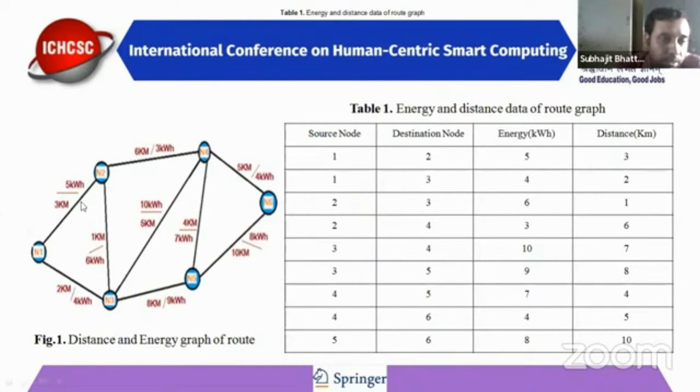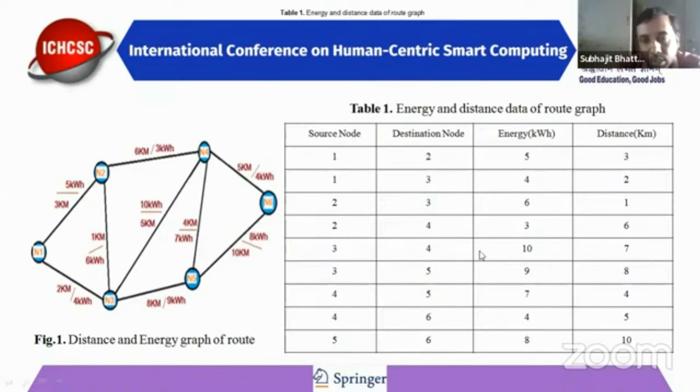Okay, this is our proposed graph structure. That means node 1 to node 6. And here you can see that between node 1 and node 2, the distance is 3 kilometers, but the energy consumption is 5 kilowatt hour. And that has been represented in this graph. Okay, that means the source node is 1, the destination node is 2, the energy consumption is 5, the distance is 3, like this. Like this, node 3 and node 4.